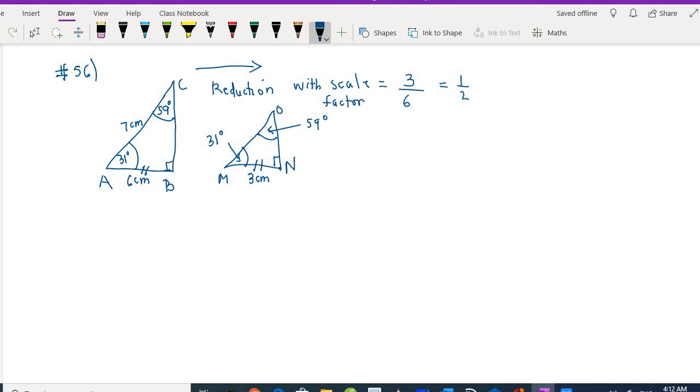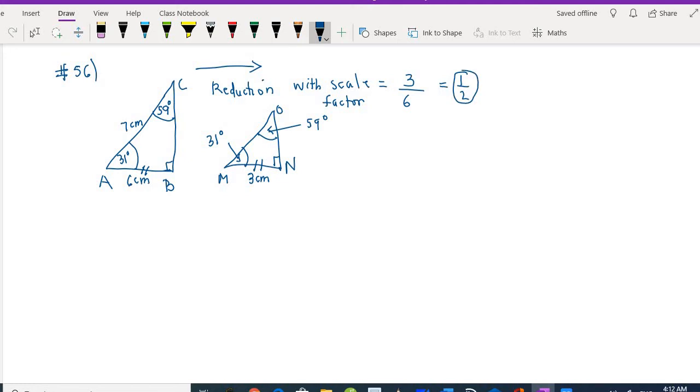Right, so let's recap that. The first thing we need to determine is that it is a reduction. It is being reduced as we move from triangle ABC to triangle MON. The second point is we need to determine what the scale factor is. The scale factor tells us the number of times that this is reduced. And here, you put in 3 over 6, so it is a scale factor of a half.